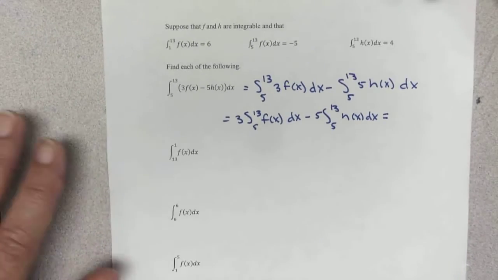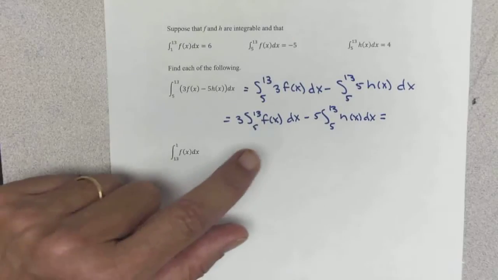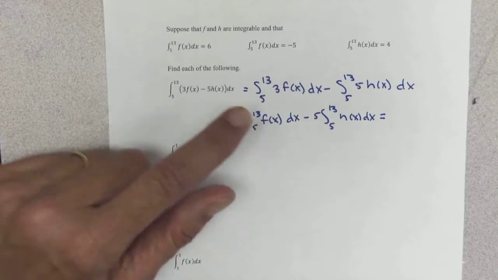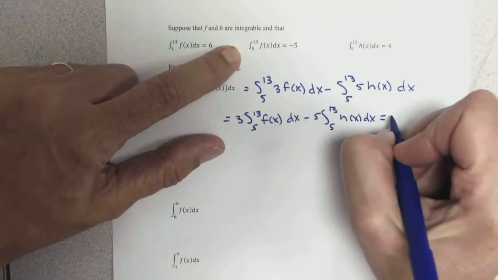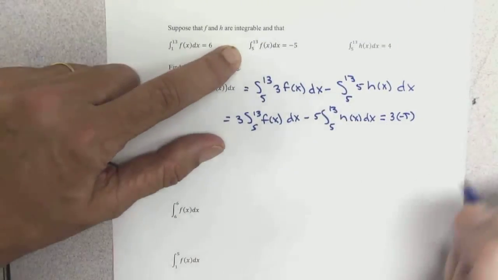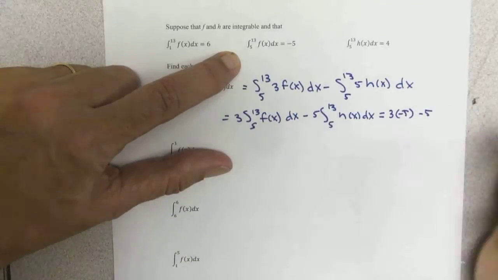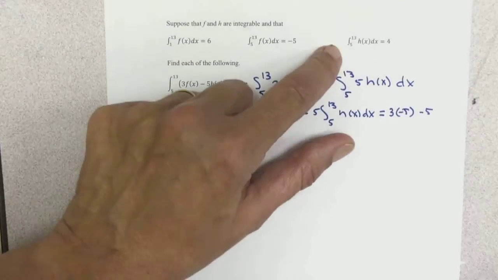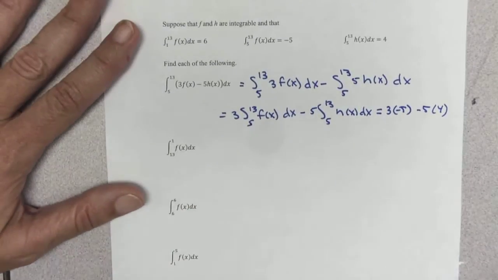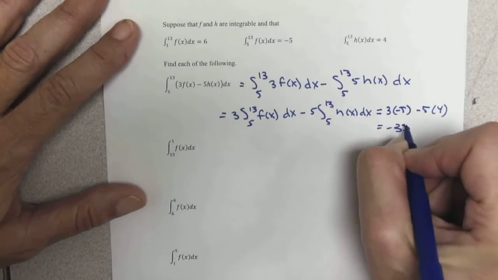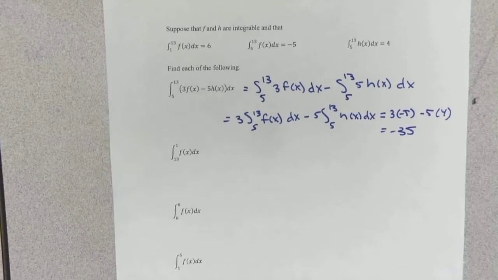They told me that the integral of f of x from 5 to 13 was negative 5. So that's going to be 3 times negative 5 minus 5 times, and then they told me the integral from 5 to 13 of h of x was 4. So I'm going to have 5 times 4, and what? That's all negative 35. Okay, next one. The next one's going to be a little easier.